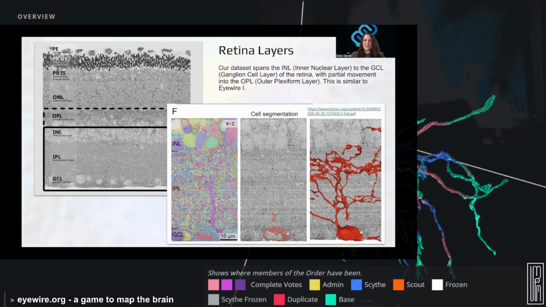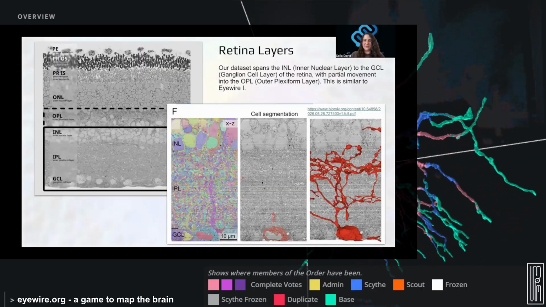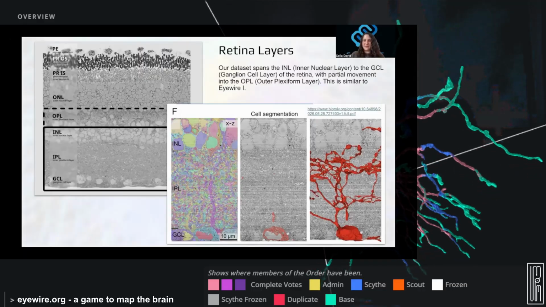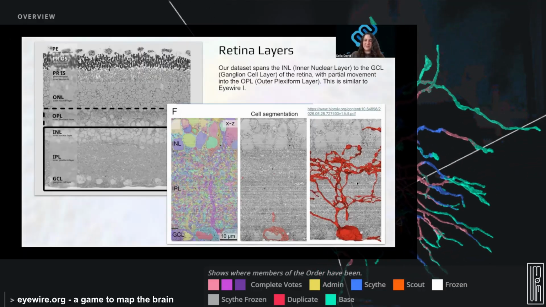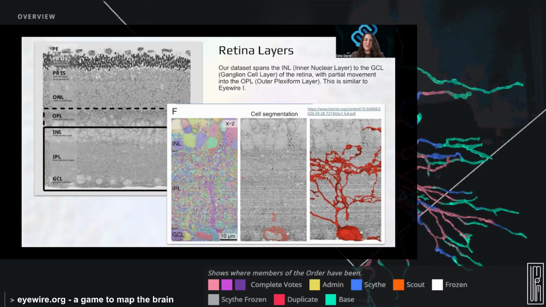And then this is also from the paper, and you can see the EM images and the EM stack of those images. And then here is an example cell that you can pull out through the images.